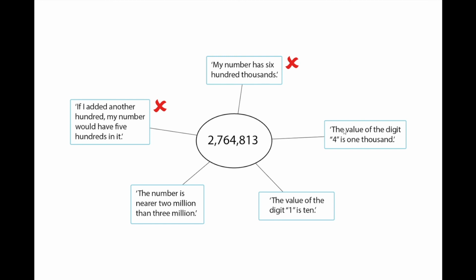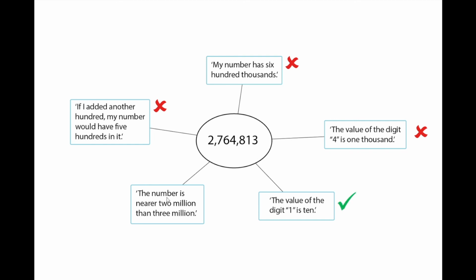Next statement. The value of the digit 4 is 1,000. True or false? Well, I think it is in the 1,000 column, but the 4 will have a value of 4 of those. So it has a value of 4,000. That's not true. The value of the digit 1 is 10. Here it is. Yeah, it's in the 10 column. It's 110. It's worth 10.